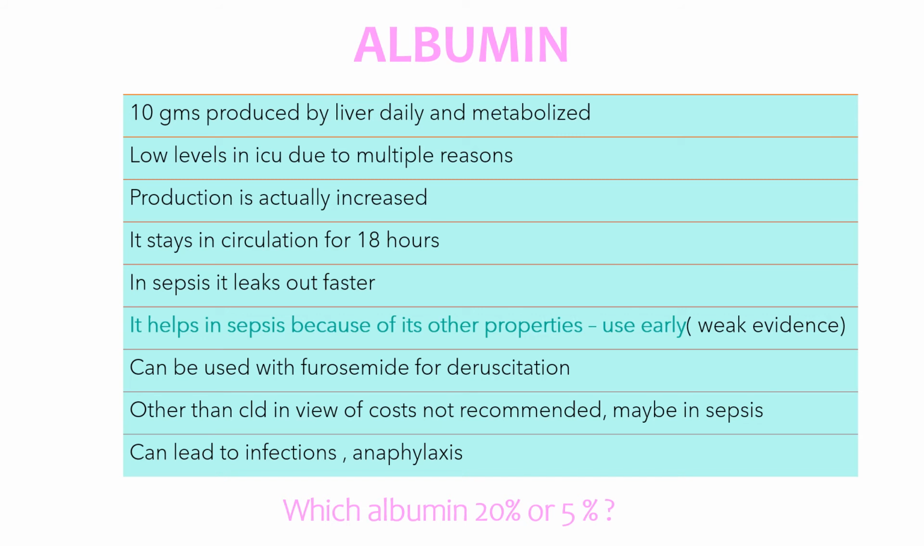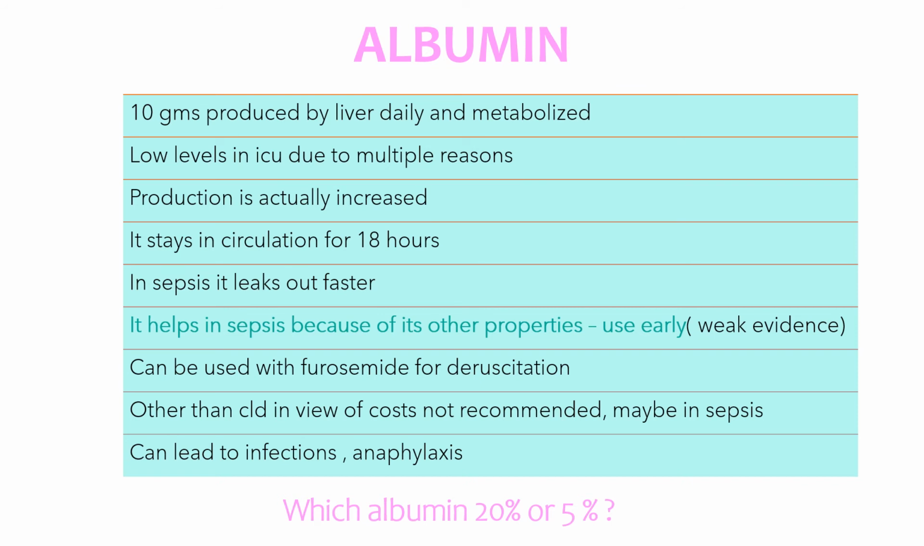And I will just show you these actions. And this is very weak evidence, but some albumin may be used early in sepsis if you want to use it, and can be used for de-resuscitation along with furosemide. And it's a costly molecule, and that should be borne in mind, especially in resource limited countries, and it can lead to infections and anaphylaxis.